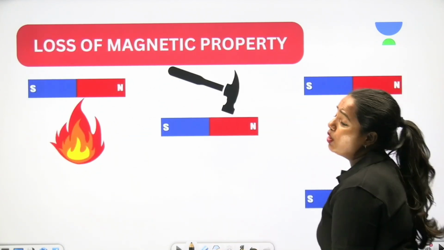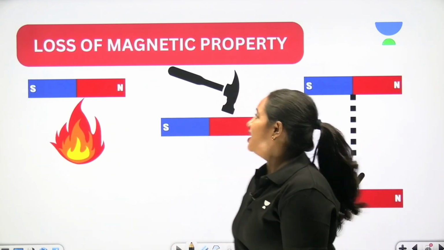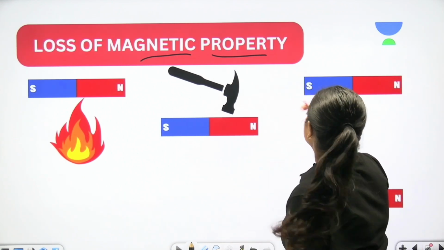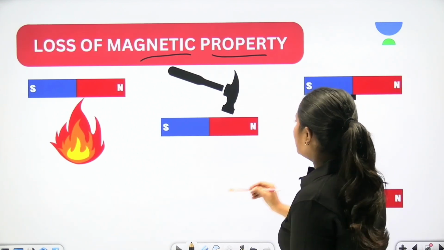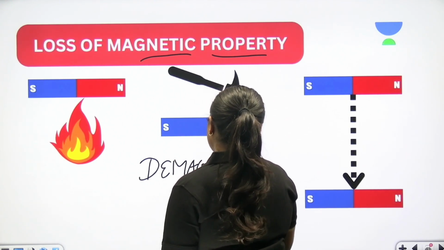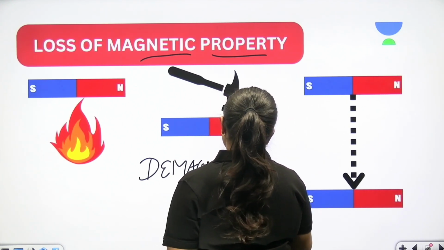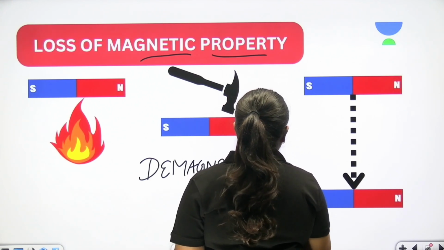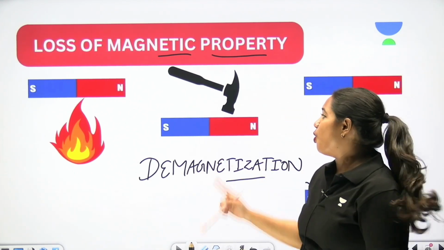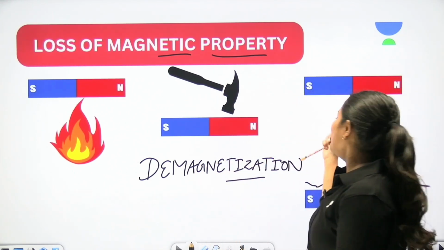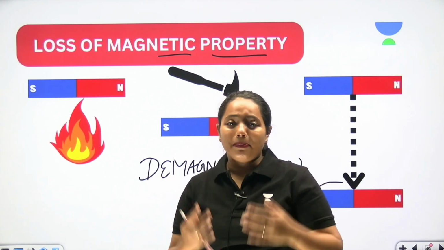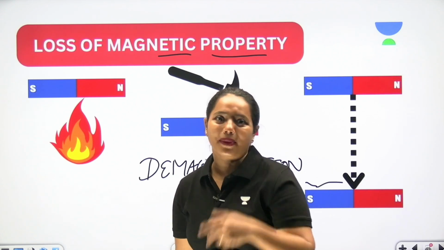And now we are going to learn about loss of magnetic property. So loss of magnetic property is nothing but the method of demagnetization. Write it down, very important. So this is nothing but the demagnetization method. And for that there are mainly three methods. You can either heat it, or you can hammer it, or you can drop it from a height multiple times. So these are the ways in which you can remove magnetic property from a magnet.